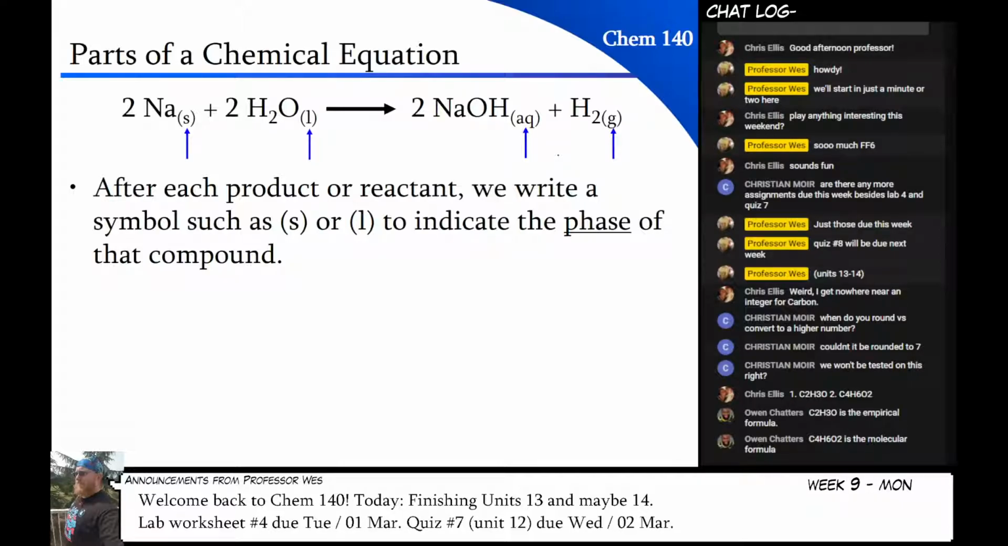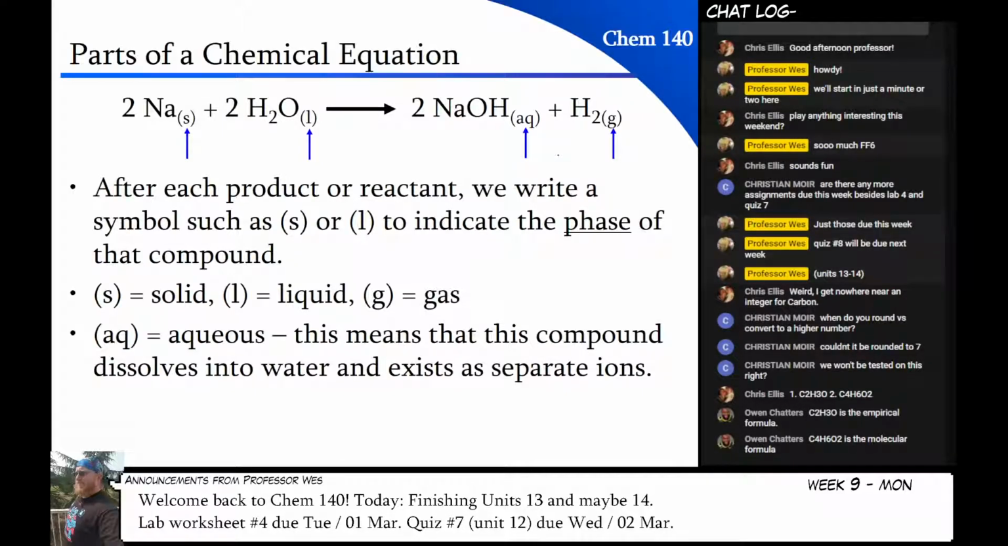In the parentheses, I have included the phase of the substance as an indicator in case you were observing this visually. So S, L, and G are phase indicators that you are familiar with. They are solid, liquid, and gas.